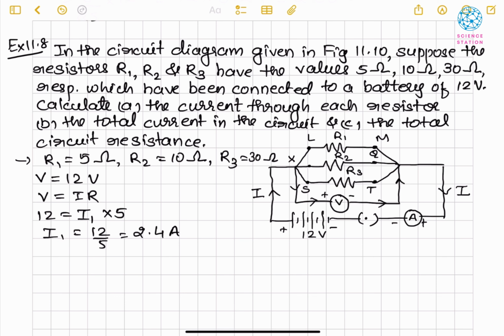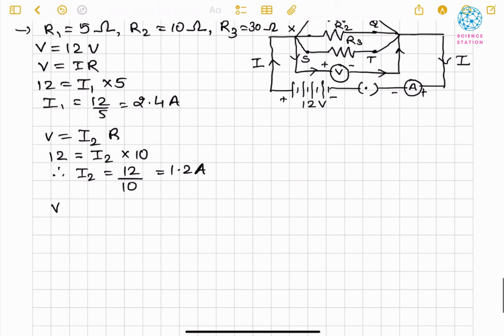Now moving ahead to find I2. Now V equal to I2 R. So 12 equal to I2 into 10. So therefore I2 will be 12 upon 10, that is 1.2 ampere. And same way V equal to I3 R. So 12 equal to 30 into I3. So therefore I3 equal to 12 upon 30. So that is coming to 0.4 ampere.